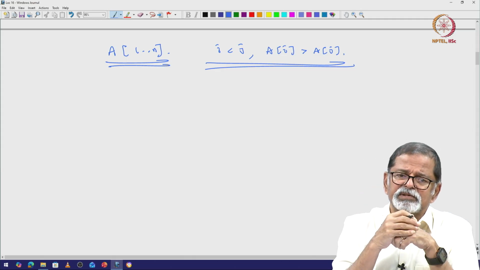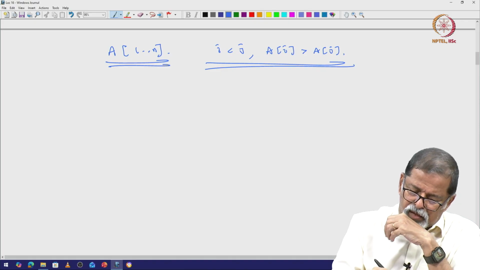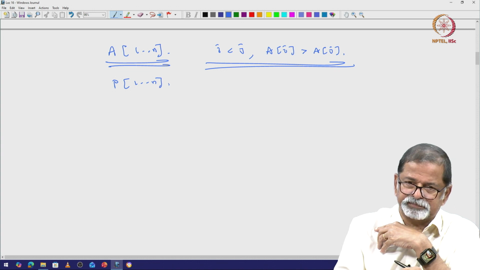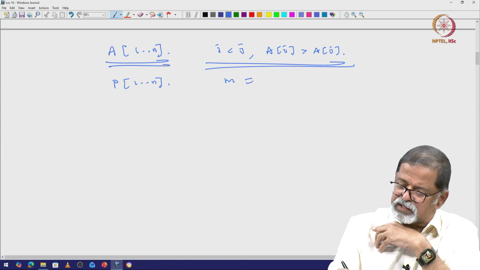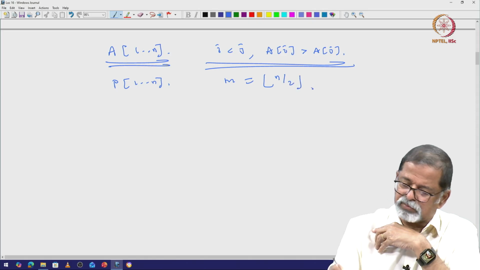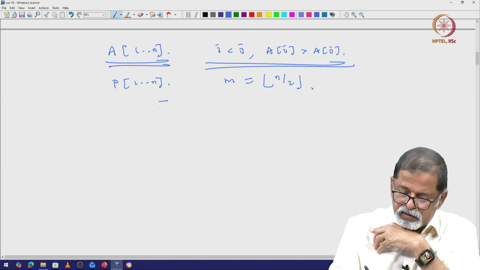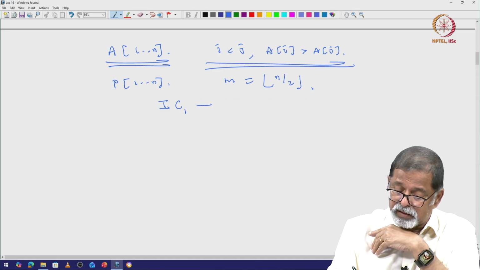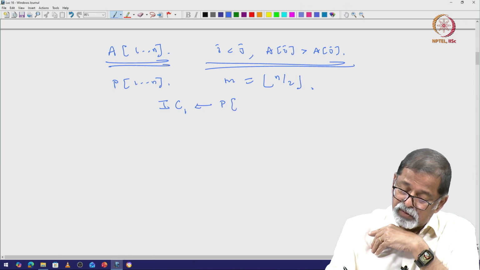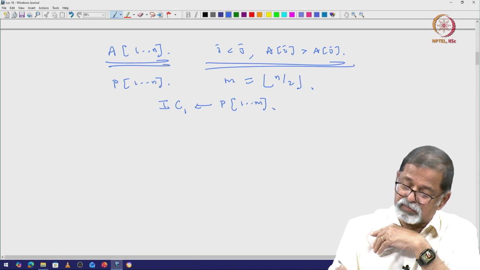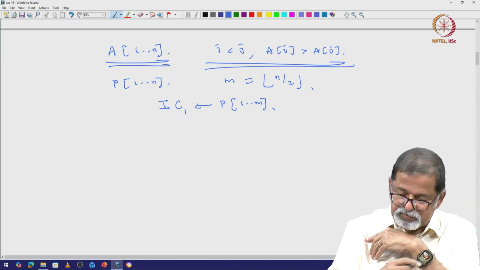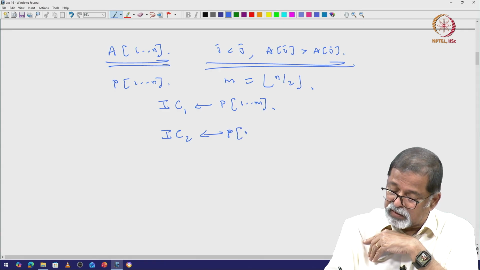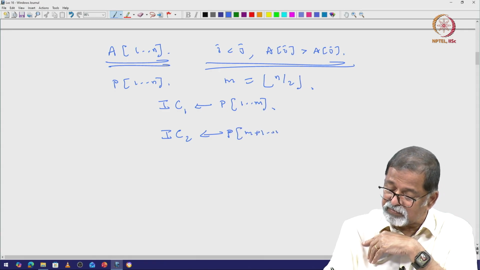So, what I can do is, my permutation I can give in an array P[1..n], m as usual is floor of n by 2. Inversion count in P[1..m]: how many inversions are there in this part of the array? How many inversions are there in the remaining part of the array, in the second half?